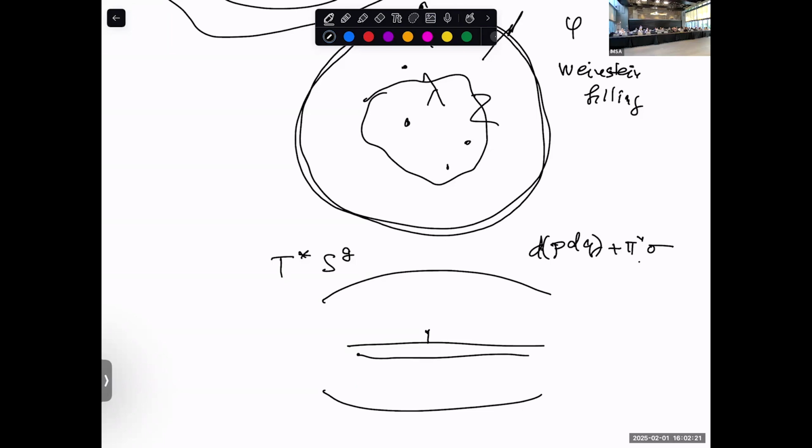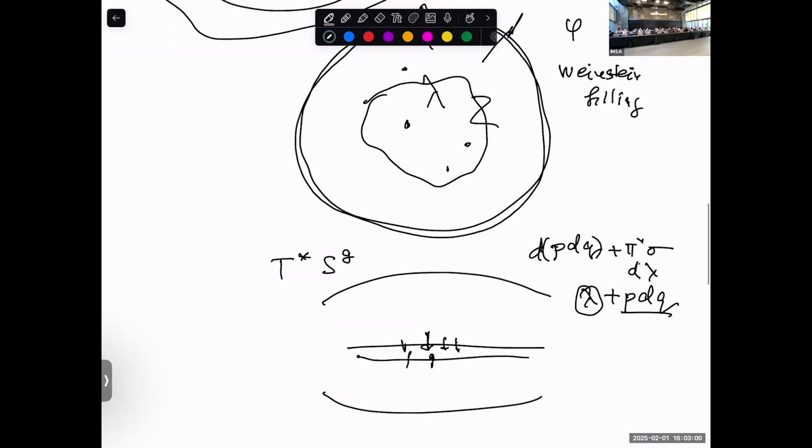Away from the zero section, this pullback p star of sigma is d of something, and then you get this lambda plus p dq. This procedure is called adding a magnetic term to p dq. Near the zero section, this lambda completely dominates because the other term goes to zero, and because of this negative characteristic, the corresponding Liouville vector field looks like this near the boundary, and at infinity it's essentially the standard p d/dp vector field. So here we have a picture like this.